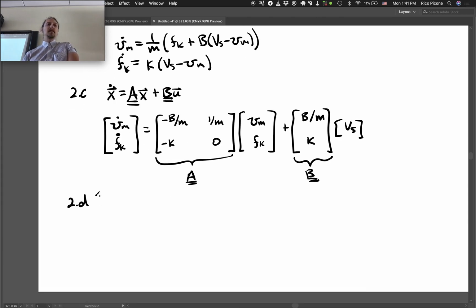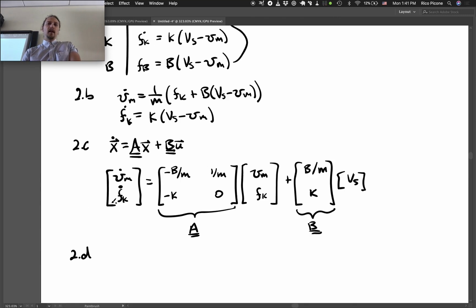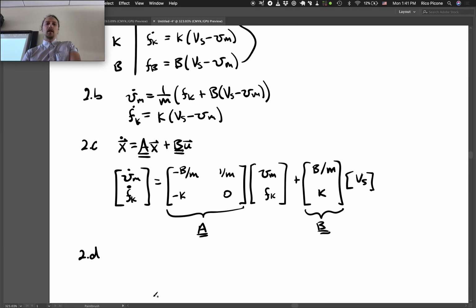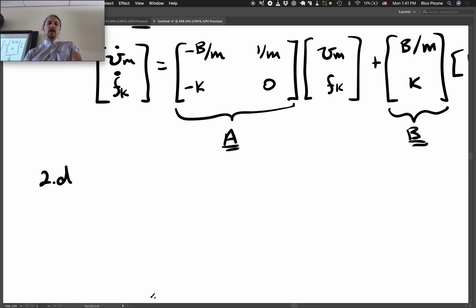I put the dots there, so I'm going to stick with it. I need to write the outputs in state variables and inputs, so before I can put them in standard form in the next step. So our outputs, we chose them to be Fs and Vm. So I need to rewrite these in state variables and inputs.